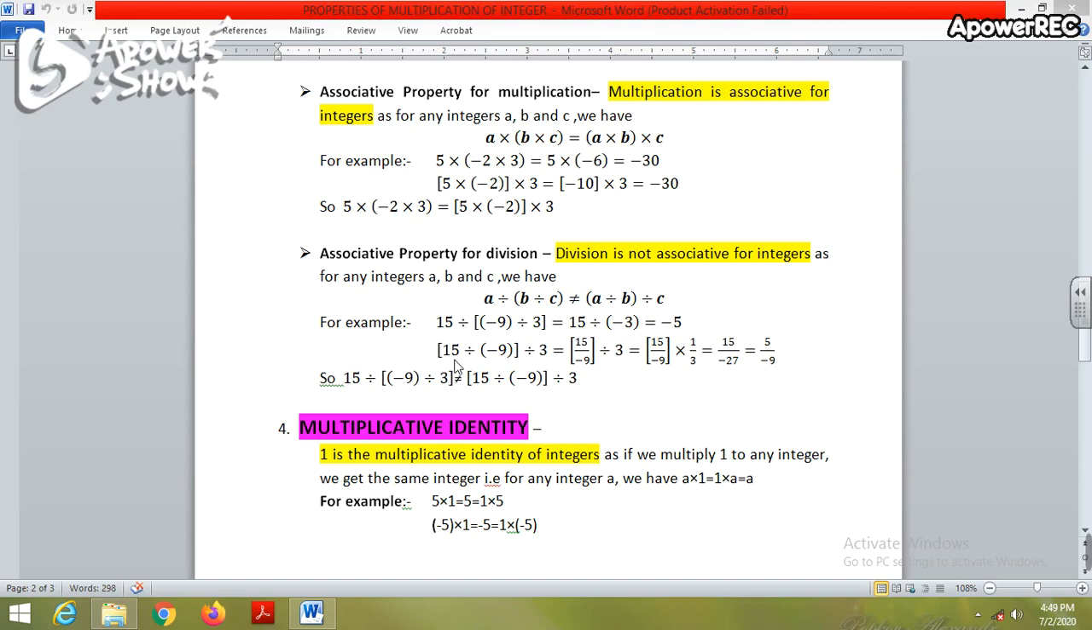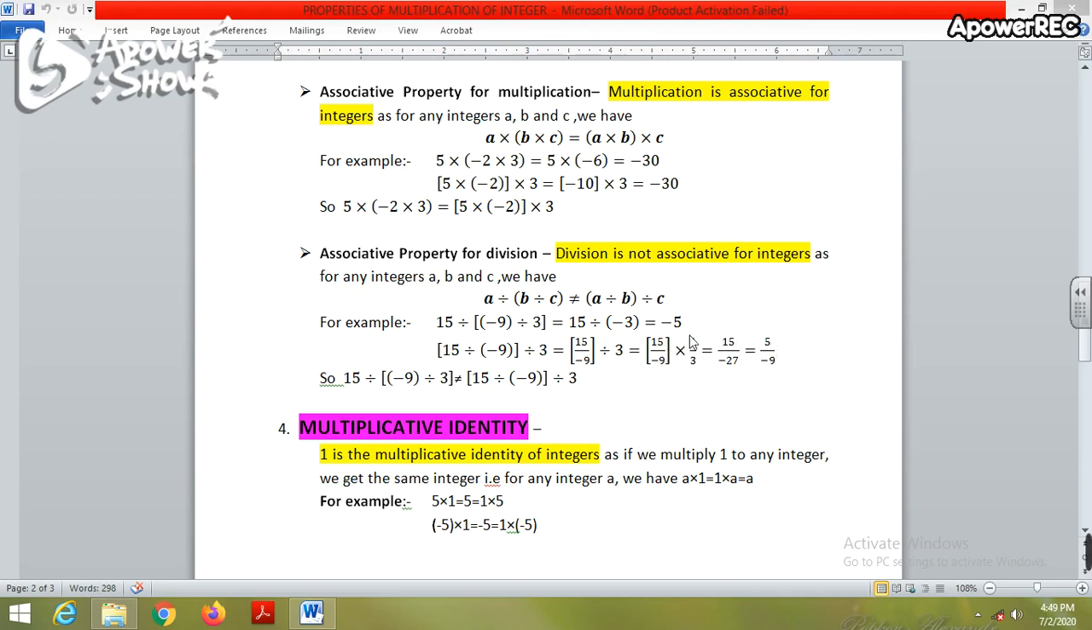Now divide 15 by minus 9. On dividing 15 by minus 9, I am getting 15 upon minus 9. Now divide this result by 3. So 15 divided by minus 9, divided by 3, equals 15 upon minus 9 multiplied by 1 by 3. So this will become equal to 15 upon minus 27, which is equal to 5 upon minus 9.